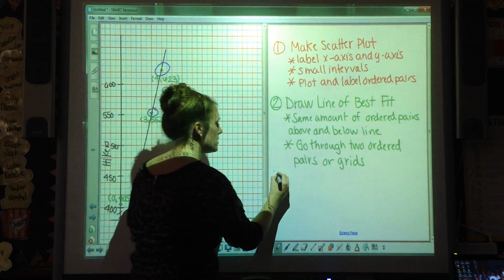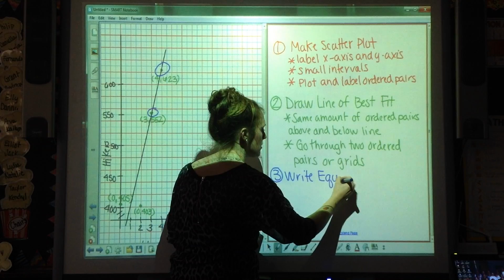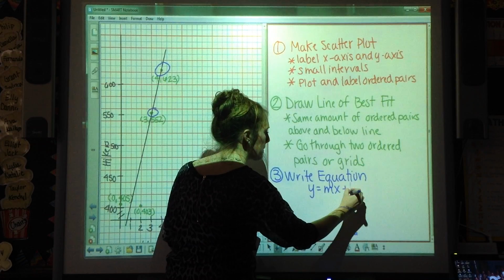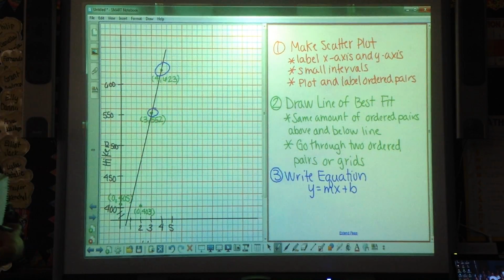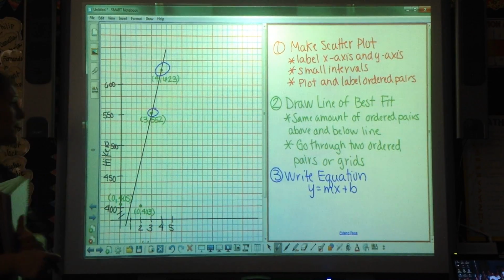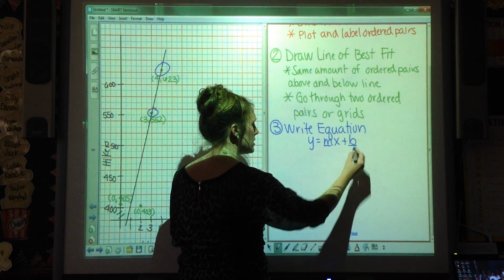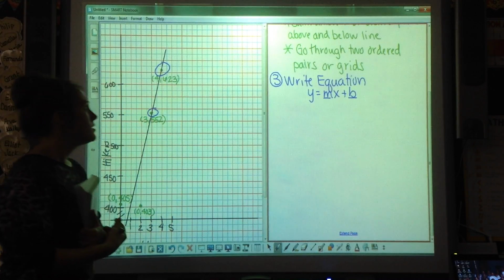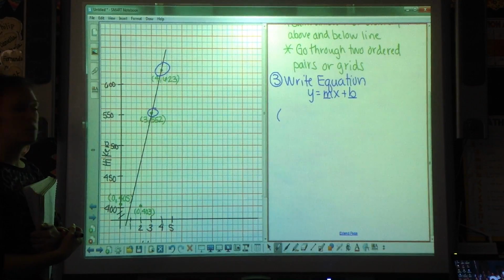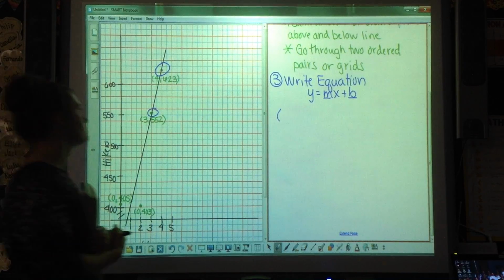Okay, so step 3 is to write an equation. You want your equation to be in slope-intercept form. You can start with point slope if you want to, but make sure you solve for slope-intercept at the end. I'm just going to use point slope form, so I'm going to need an m and a b. To find the slope, instead of using rise over run, I'm going to use the slope formula because it's kind of hard to read this graph.